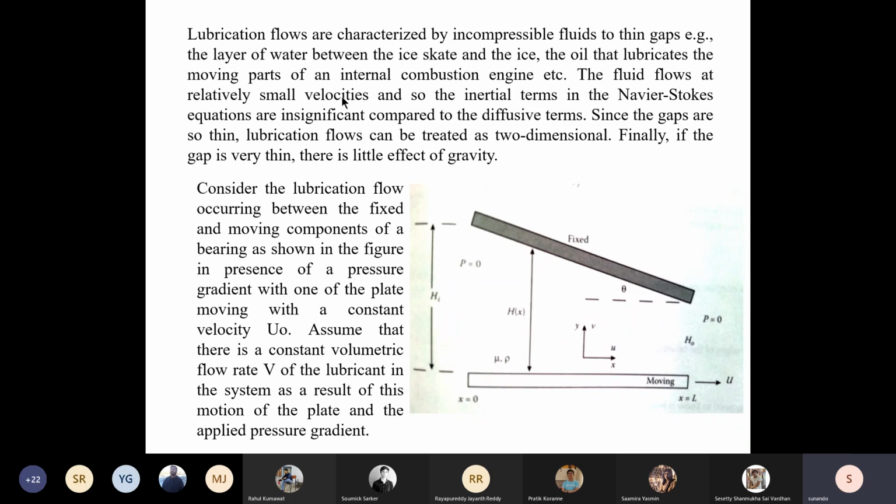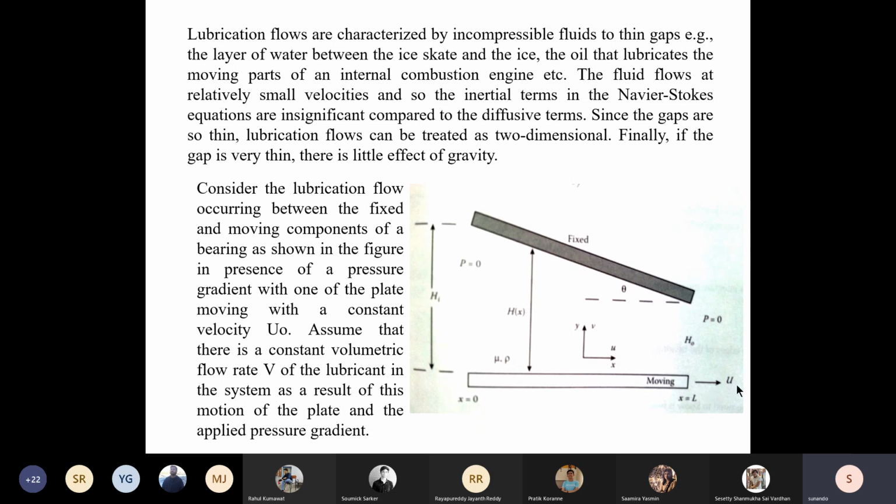So the velocities are small, and therefore the inertial terms are insignificant compared to the diffusive terms. Now we know what the implication of that is. That means the entire left-hand side of the Navier-Stokes equation, which denotes the convective transport of momentum, can be neglected, and we will be left with only the diffusive terms. And the flow can be treated as two-dimensional, and the system size is small, and therefore the body force, whatever it may be, will have a very small effect. And then the problem is defined over here.